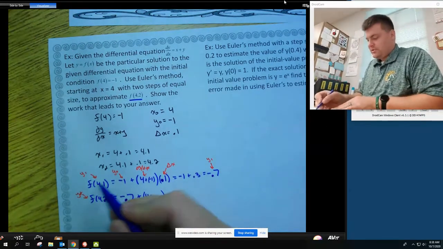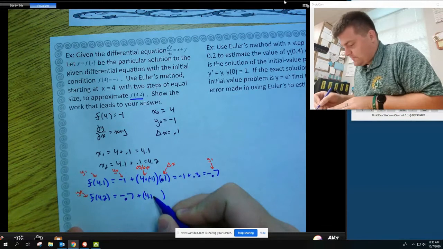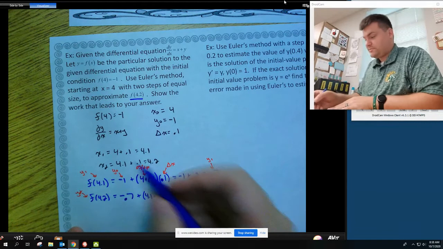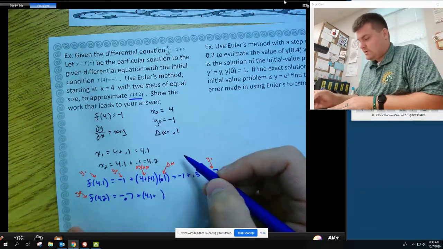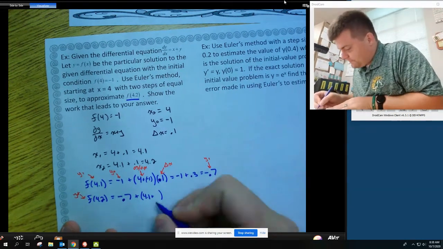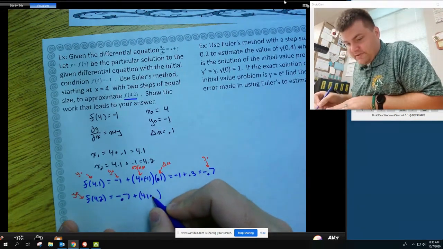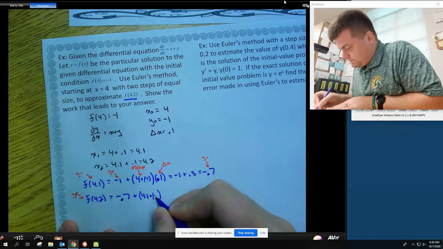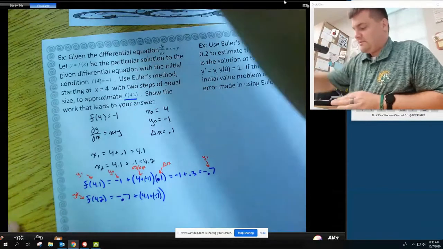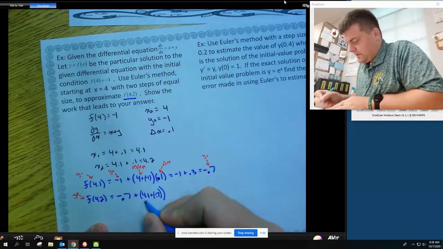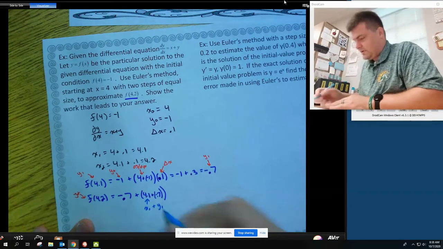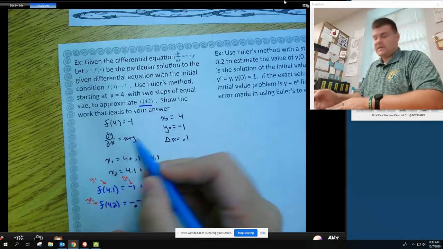Okay, using this 4.1 plus my previous x, which is x1, which is negative 0.7 right here. Okay, I'll explain that poorly. So in here, this is my x1 plus my y1 because it's a differential equation right here. Okay, so that's where this is.